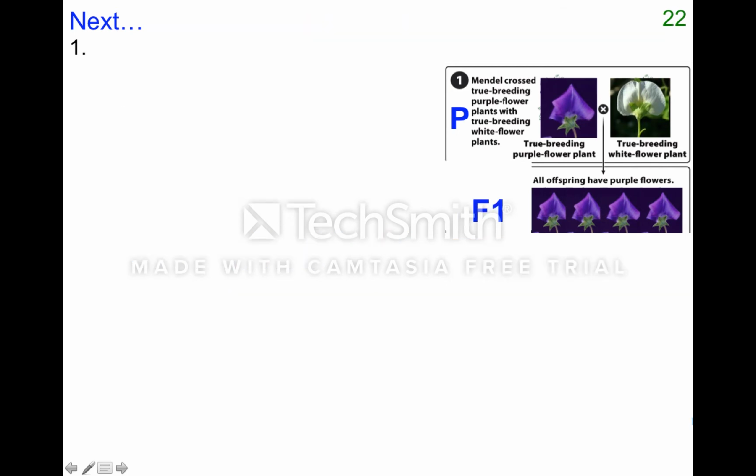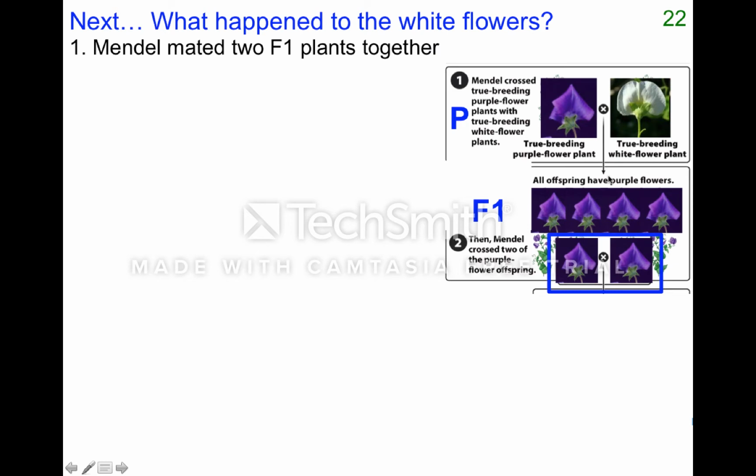Okay, so next, let's try to figure out what happened to this white flower trait, right? Did it get dominated? Did it get deleted? What happened to it? So Mendel wanted to figure that out himself, so he took 2 of these F1 plants and bred them together, or he just took one of them and let them self-fertilize, okay? So it's in this mating between 2 F1 offspring that we produce a monohybrid cross.